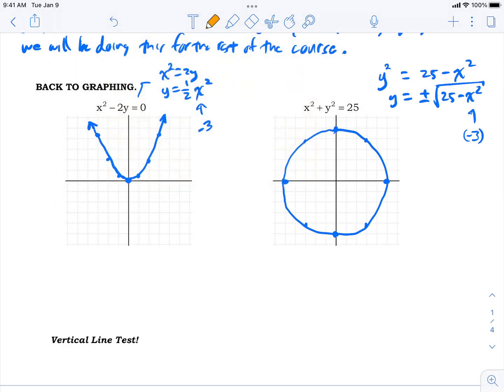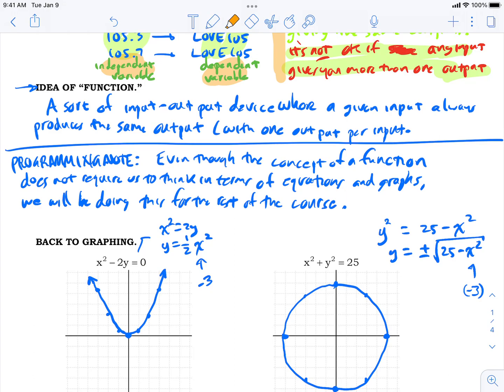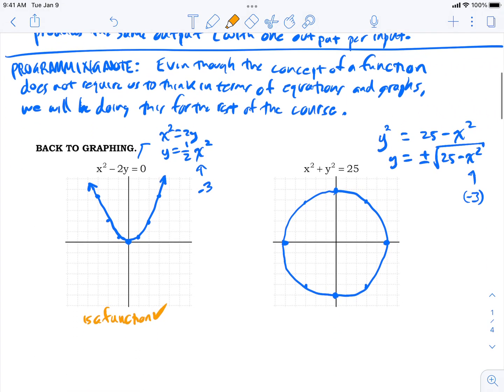Now, what's all this stuff about functions? This is a function. Yes, it is. What was it that makes it a function? It's a sort of input-output device where a certain input gives you the same output, one input per output, okay? What's the input? Well, you want to think in terms of almost like having a slider along the x-axis that sets your input. If you have this image in your mind, it's like, okay, I'm going to set the input to 3. Woo, I get this value for y.